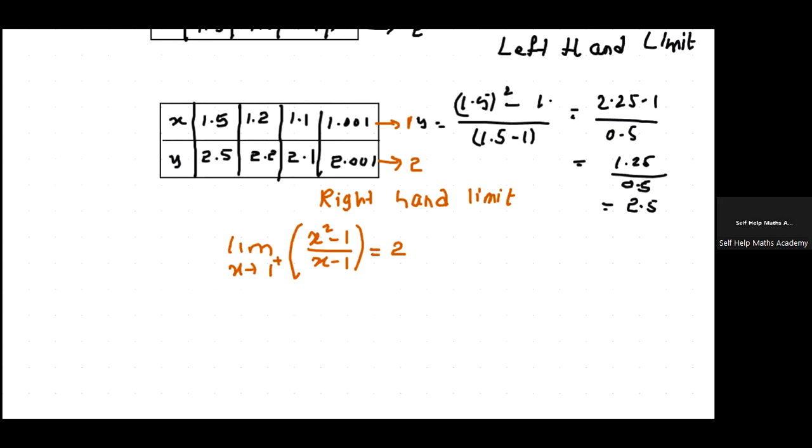Now if you see, the left hand limit and the right hand limit are equal in this case.